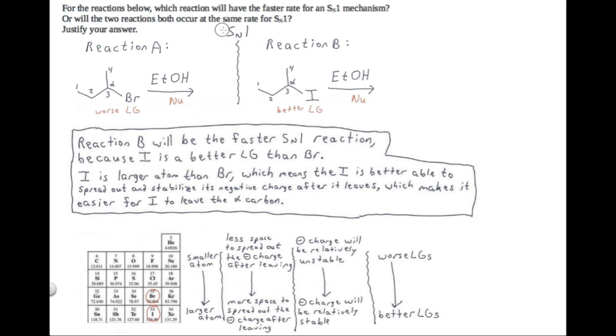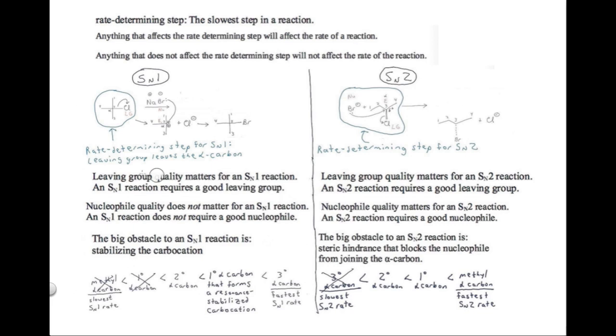So what did you need to know in order to be able to get this question correct? Well, you had to know that leaving group ability matters for the rate of an SN1 mechanism. But remember that leaving group ability also matters for SN2 mechanisms. Leaving group quality matters both for the rate of an SN1 reaction and for the rate of an SN2 reaction, because the leaving group participates in the rate determining step both for SN1 and for SN2.